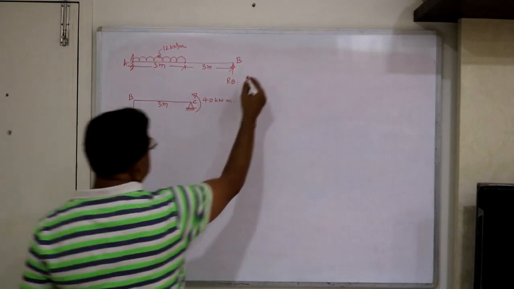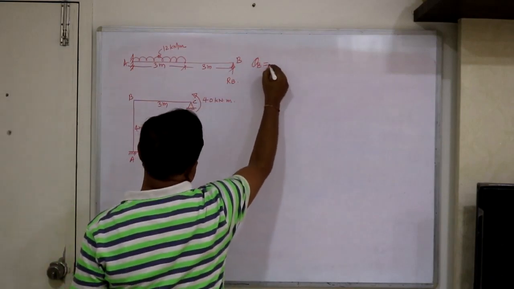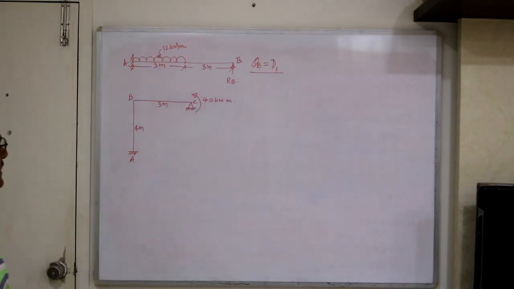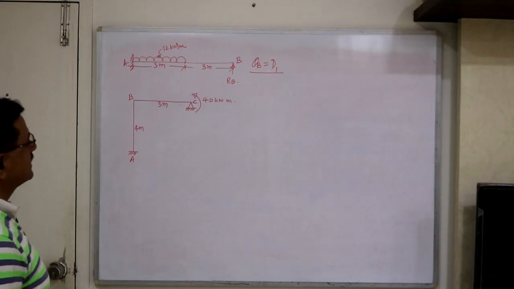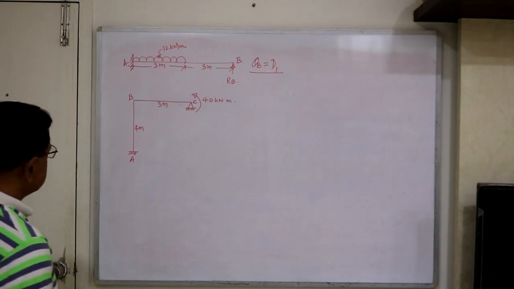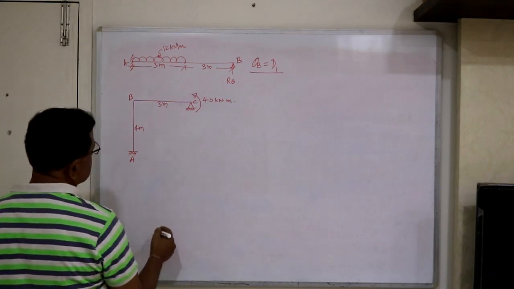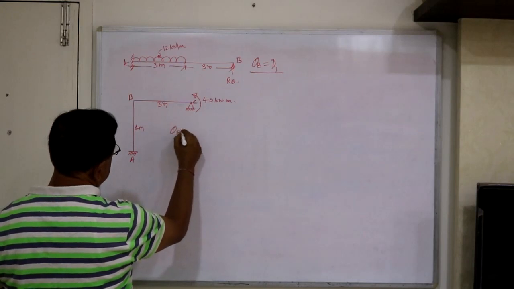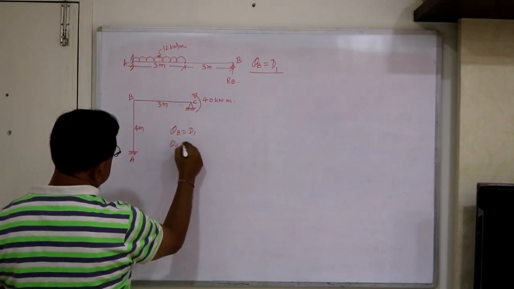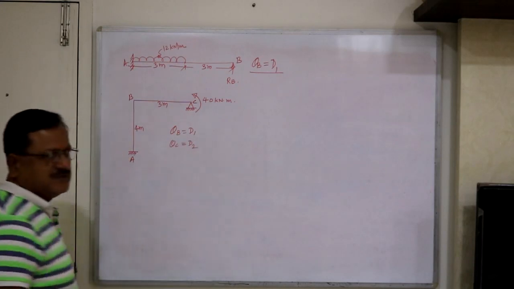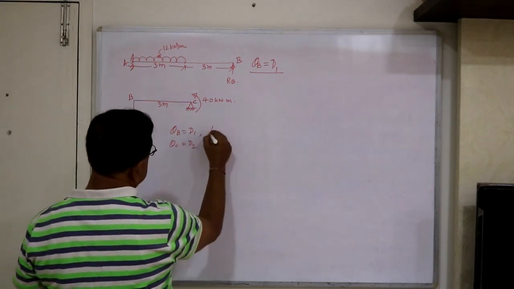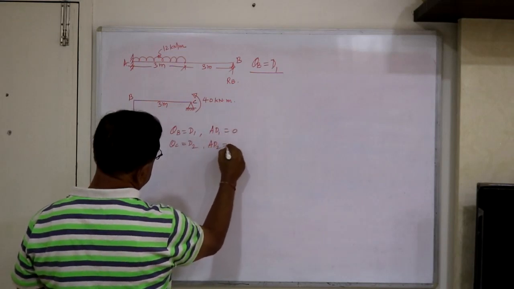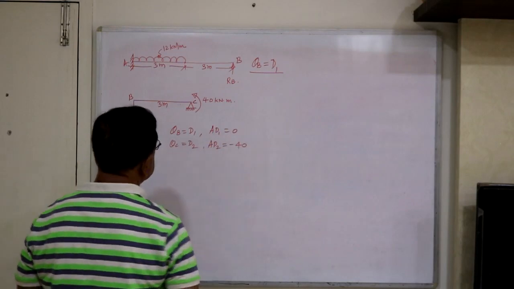So here you solve this with only theta B. You take this as the unknown. Taking theta B as the unknown, you complete this problem. Okay. Then here, what are the unknowns? Theta B equal to D1 and theta C equal to D2 be the unknowns. Then here it is very clear that AD1 is 0, AD2 is minus 40.